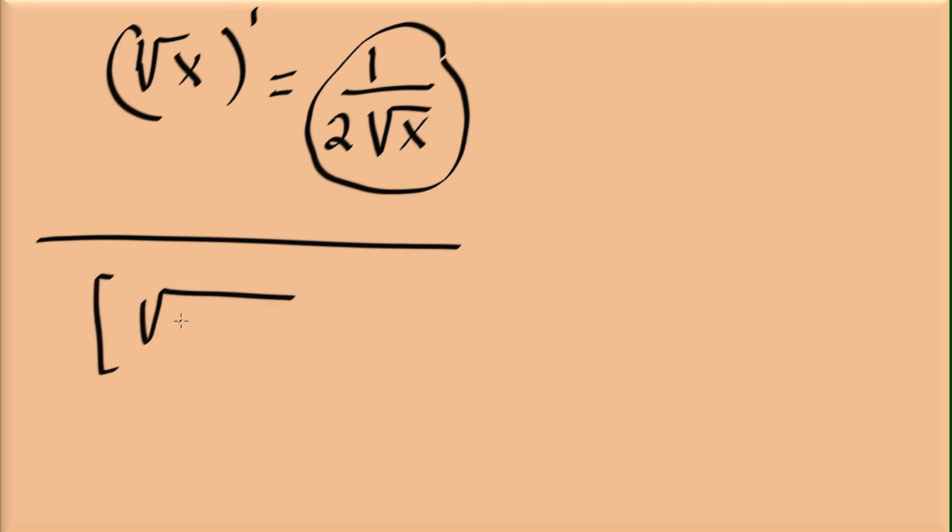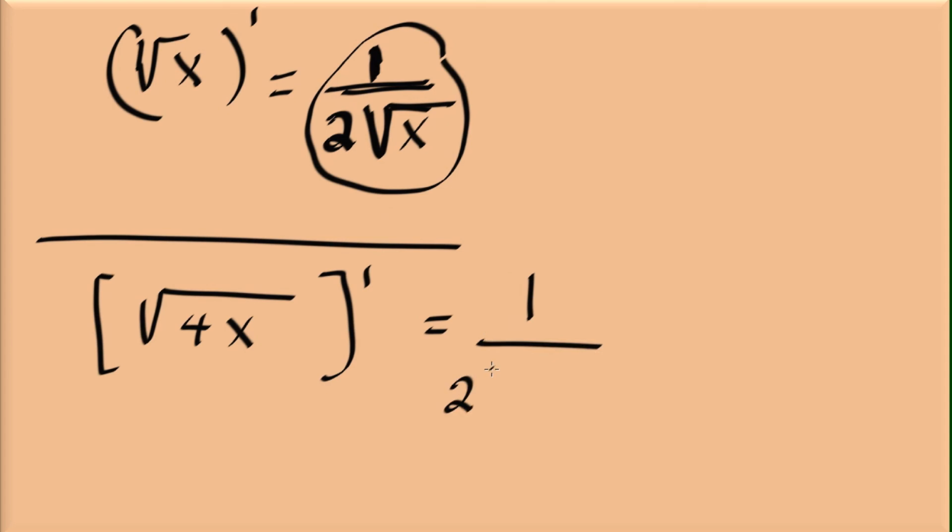So this is going to be very useful when you are going to get the derivative of square root of something that's not plain x. Let's say it's 4x. What is the derivative? So we can still use the shortcut. It's always going to be in this structure right here. It's 1 over 2 and the square root of that, which is 4x in this case.